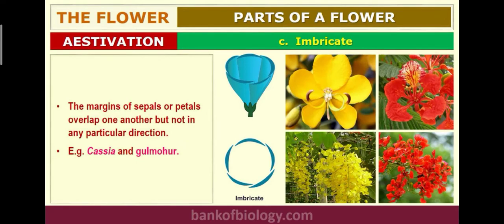The margins of the sepals or petals overlap one another but not in any particular direction. कोई particular direction नहीं होता इसका, but they overlap each other. Example: cassia and gulmohar. ठीक है, this flower shows this type of imbricate aestivation, petals or sepals both.